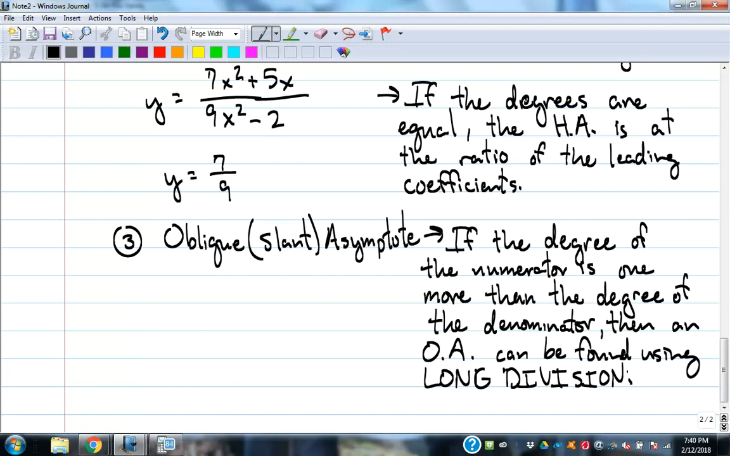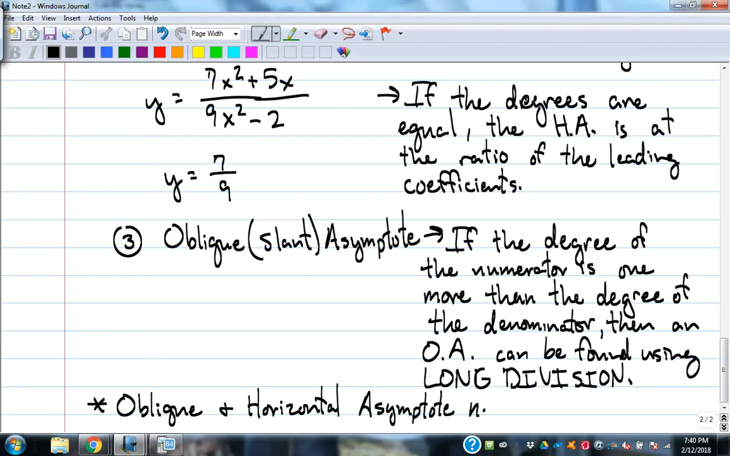Okay. Vertical asymptotes can happen on every problem. Oblique and horizontal asymptotes never occur together. Okay. That's important to know. Oblique and horizontal asymptotes never occur together. You can have vertical asymptotes and horizontal asymptotes. You can have vertical asymptotes and oblique asymptotes, but you will never have all three. And you will never have horizontal and oblique at the same time. Okay? It's a rational function. That does not happen. Okay?